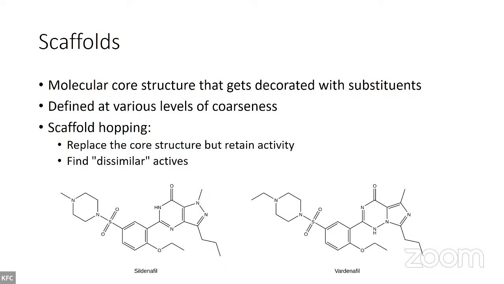Scaffold hopping, which, depending on who you ask, has a little bit different meaning, but the core meaning is you replace the core structure, but you retain the activity. And in this way, you can find actives which are dissimilar from the fingerprint similarity point of view, but similar from the pharmacological point of view. And here on the right, you can see vardenafil, and this is a very good example of very fruitful scaffold hopping. So Viagra got marketed and became a billion-dollar drug.